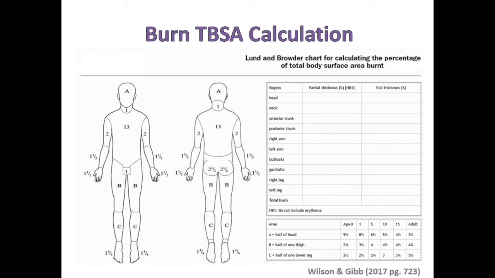Another one to be aware of is the palmar surface, which can be used for small burns. If using this method, you would take the palmar surface, including the fingers and the palm of the patient, and that would account for about 1% of their body surface area, and you can use this to calculate how much of them has been burned.